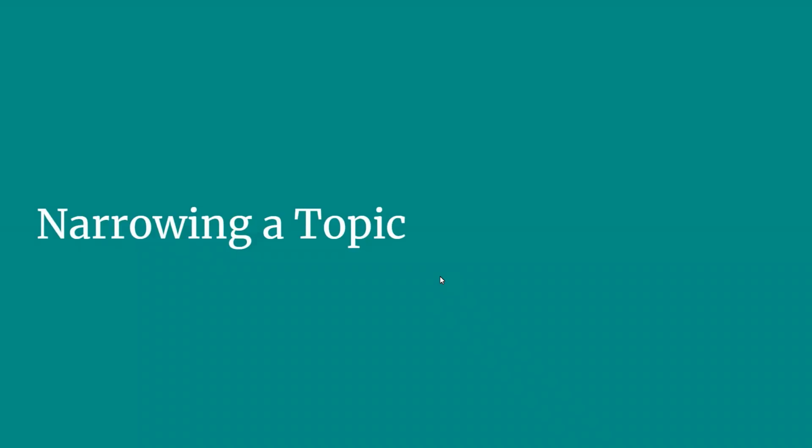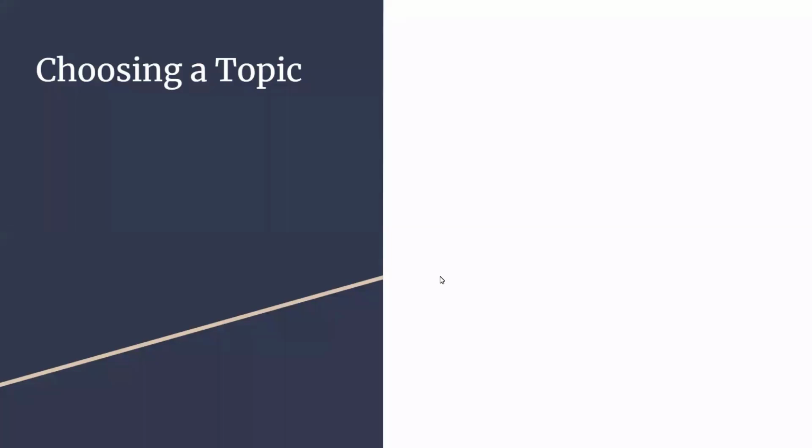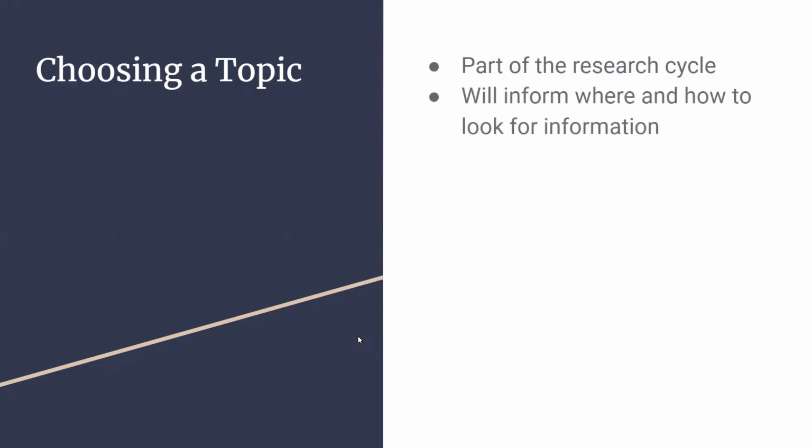So first, we're going to talk about narrowing a topic. When choosing a topic, it's typically part of the research cycle. It will inform how and where to look for information, and it may change as you conduct your research. If you're familiar with research, if you've done a lot of it, then you are well aware of all that is required when you do research and the changes that a research topic may undergo. So if at any point your research changes, that's okay. That's part of that process.